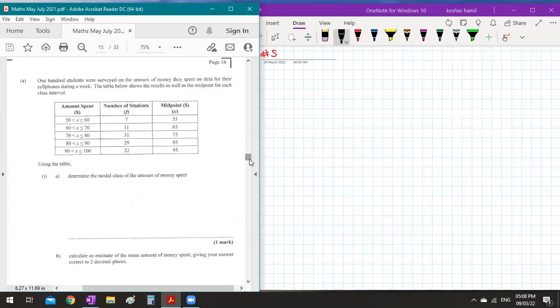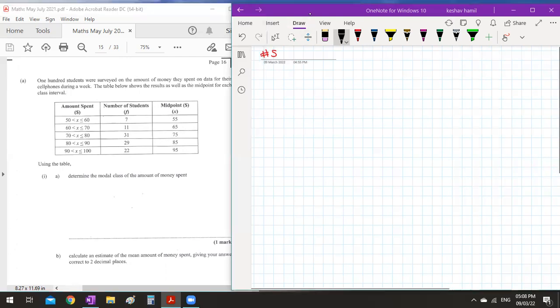So we have the table. This will be the frequency. This will be the midpoint. The modal class will occur at the highest frequency. So the modal class will be where the highest frequency is. The highest frequency is 31. So that falls between 70 and 80. So we'll use 75. So that's $75.